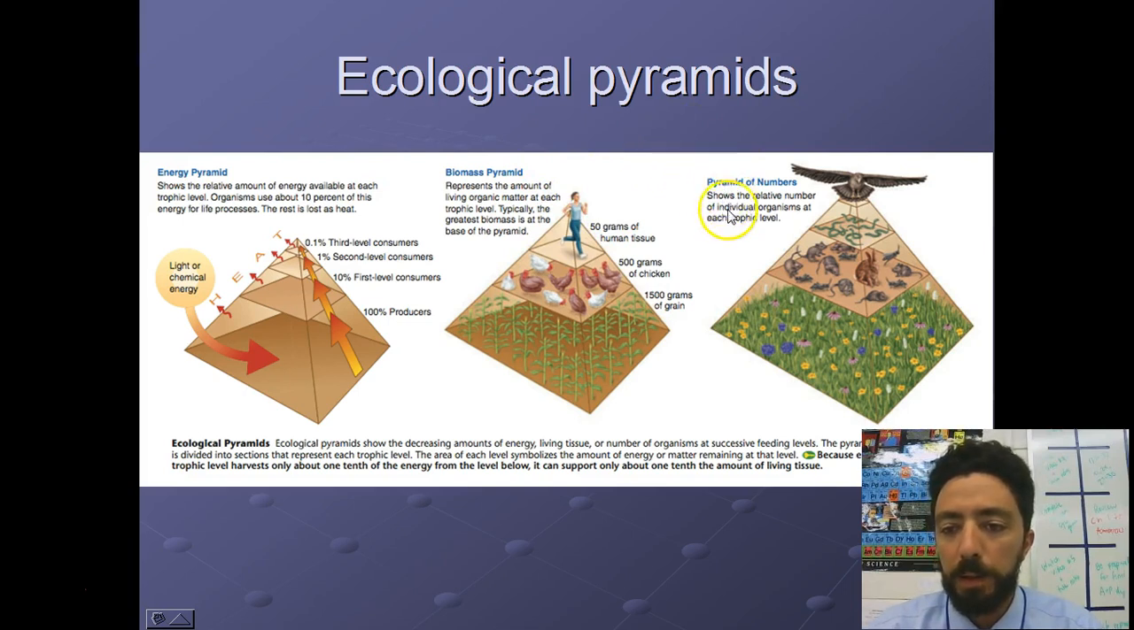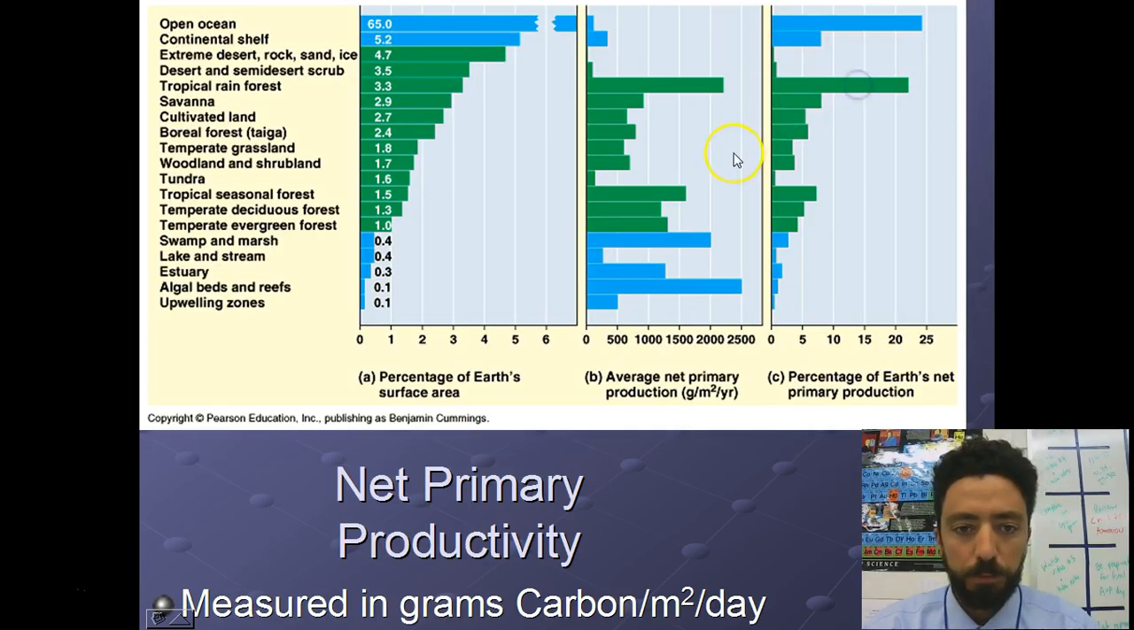The numbers pyramid is going to look pretty similar. We have a lot more primary producers because they have more energy available to them. The primary consumers would be pretty numerous, but not as numerous as the producers are, because they rely on the energy from the primary producers.